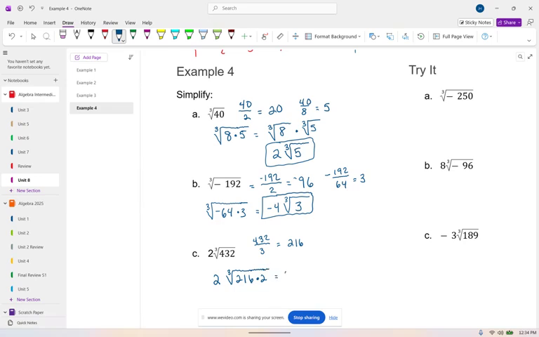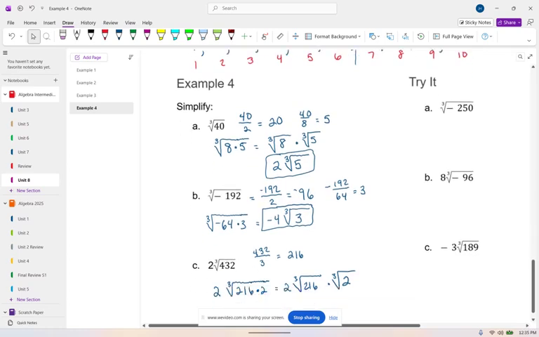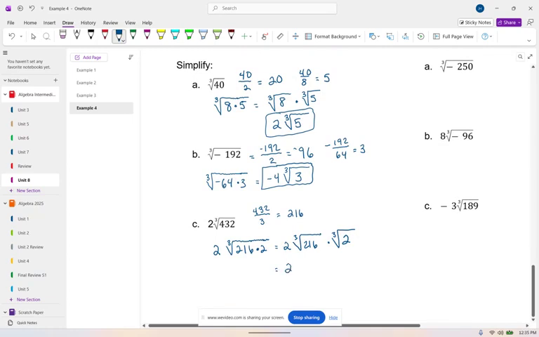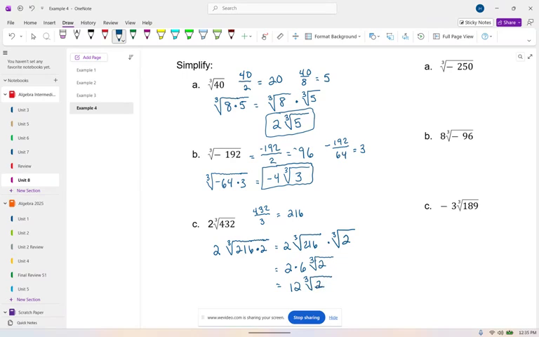This is going to be 2 cube root of 216 times the cube root of 2. I can see that 216 is in the sixth position. So this will give me 2 times 6 cube root of 2. 2 times 6 is 12, and we're left with the cube root of 2 on the inside. So that's how you do that.